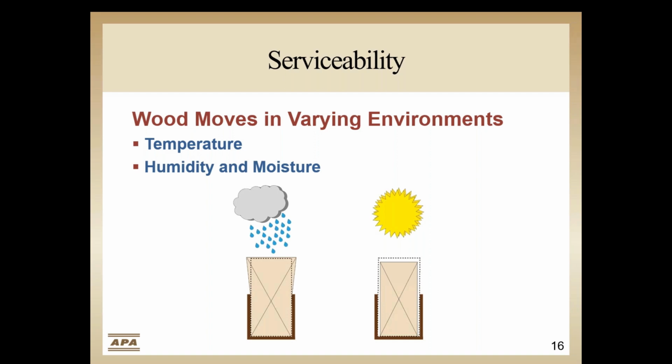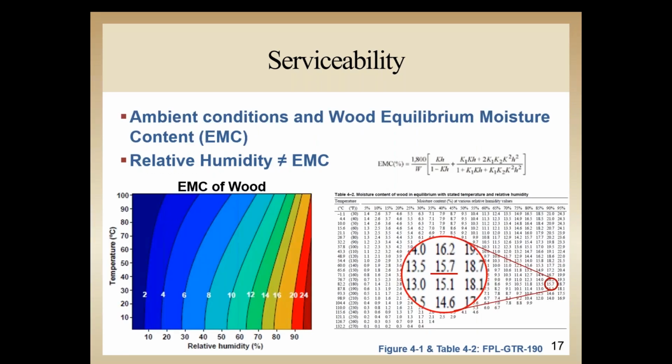Moisture also affects the strength properties of wood. We'll review this aspect in greater detail when we take a look at dowel bearing connector design. Moisture has a great impact on how wood performs. When designing a connection, the equilibrium moisture content of the wood must be taken into account.